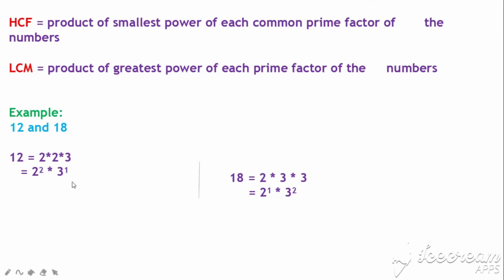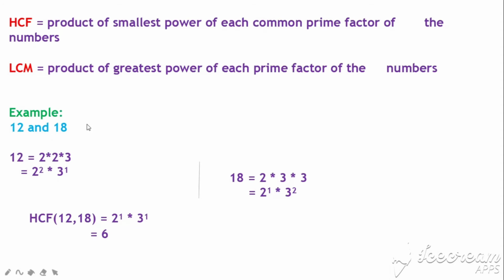In 12, 2 power 1 is present and 3 power 1 is present. In 18, 2 power 1 is present and 3 power 1 is present. So from 12 and 18, 2 power 1 and 3 power 1 are the common prime factors, and these are the smallest powers. Here 2 power 1 is the smallest one, and here 3 power 1 is the smallest one. So the HCF of 12 and 18 is 2 power 1 into 3 power 1, which is nothing but 6. 2 power 1 is 2, 3 power 1 is 3. So 2 into 3 is 6.